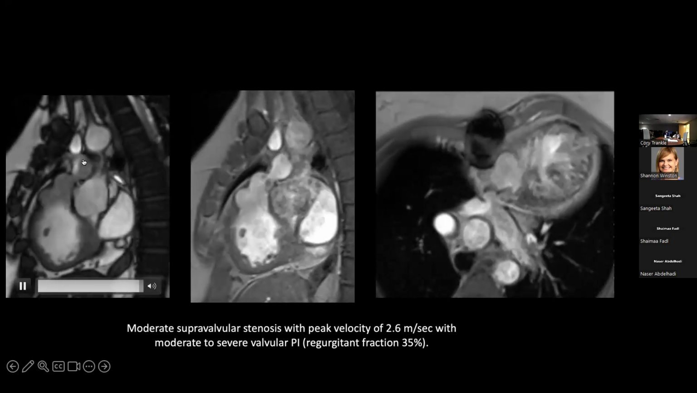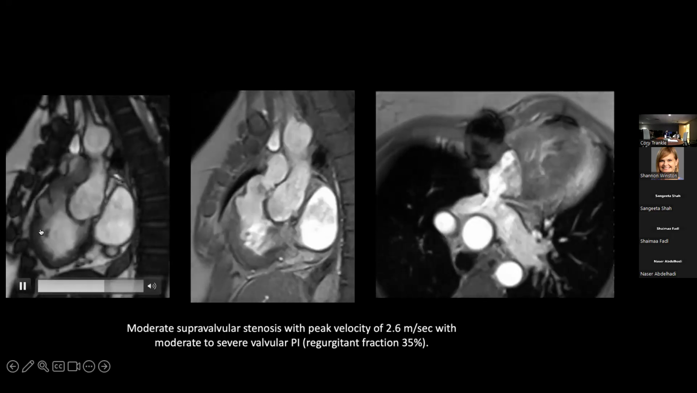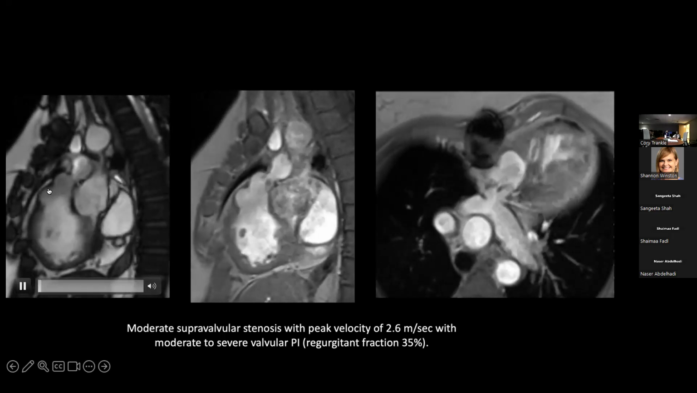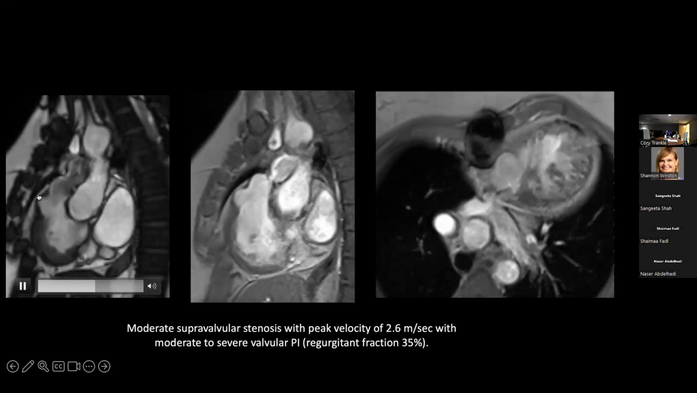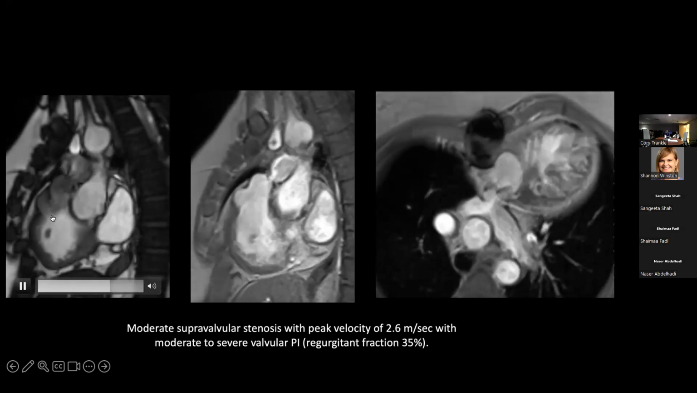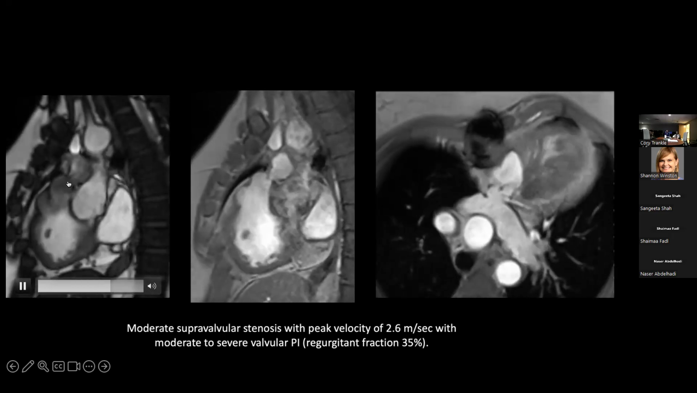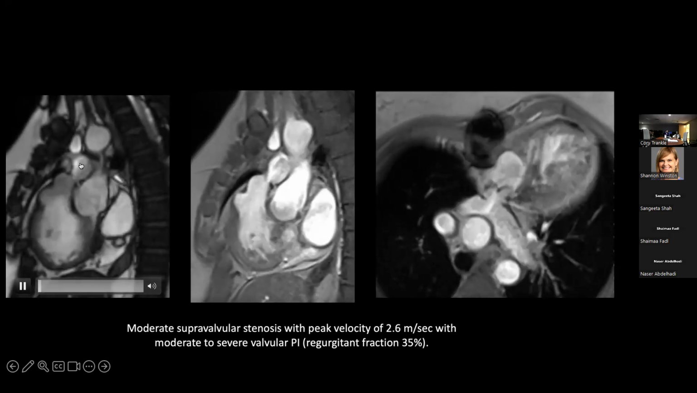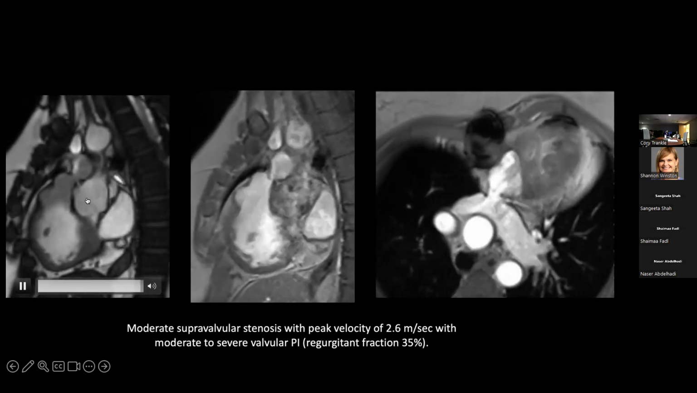And when we come to the RVOT views, you can see that this is the location of the transannular patch that happened before, or augmentation of the RVOT. You can see it is dyskinetic during the cycle. And you can see that there is some acceleration of the flow through the pulmonary artery areas.